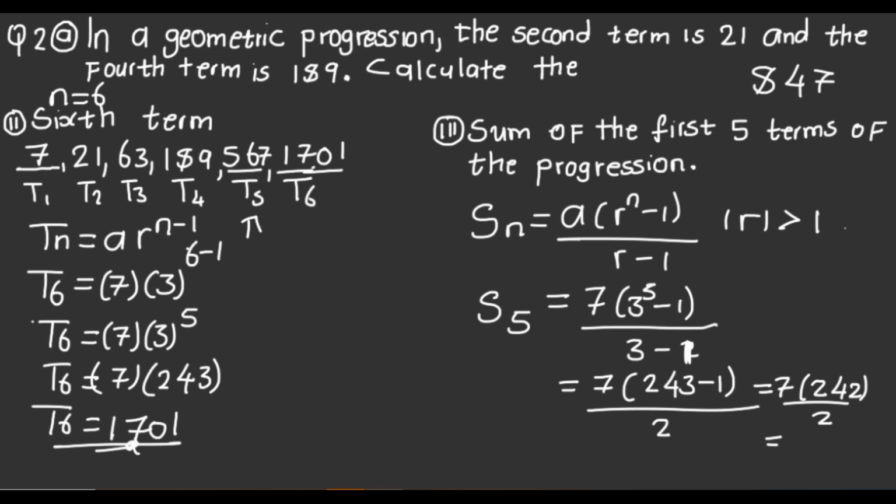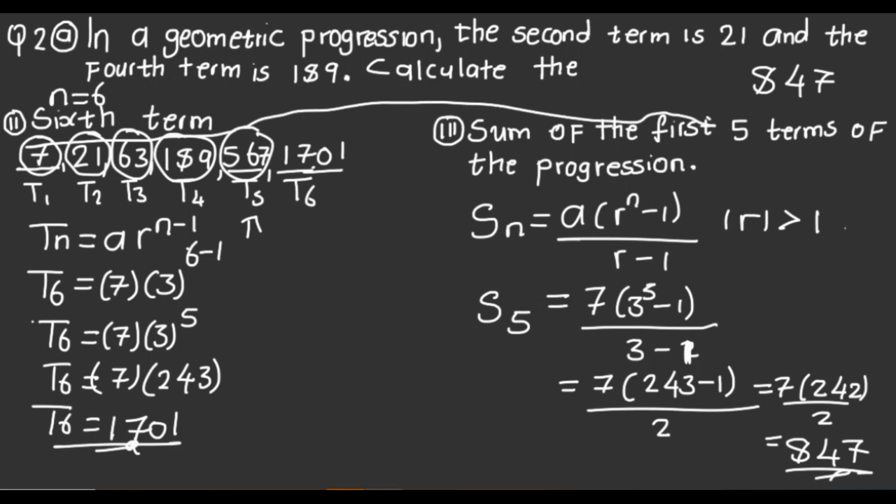So 242 times 7 divided by 2. I'm getting the same answer, 847. So the sum, what they wanted was 7 plus 21 plus this number plus this number plus this number. So these are the 5 terms that they were looking for.